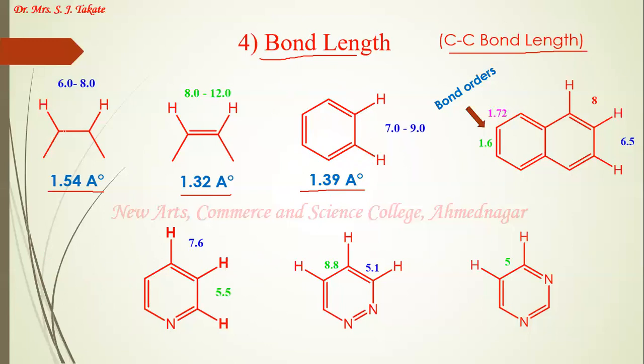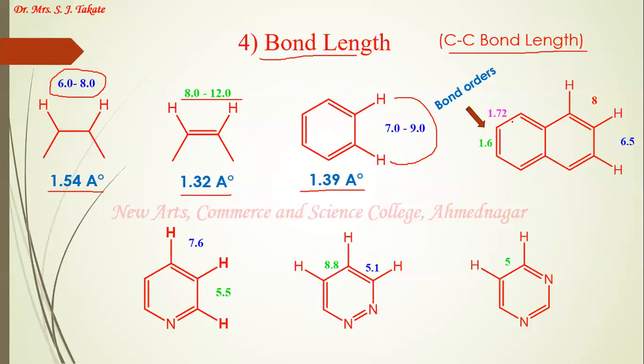Look at the coupling constant values. The coupling constant value is smaller for the carbon-carbon singly bonded protons, and for olefinic protons the coupling constant value is large, 8 to 12 Hertz, while the coupling constant value for aromatic protons is intermediate between the singly bonded protons and the olefinic protons. So this means that as the bond length is increasing, the coupling constant value is decreasing.